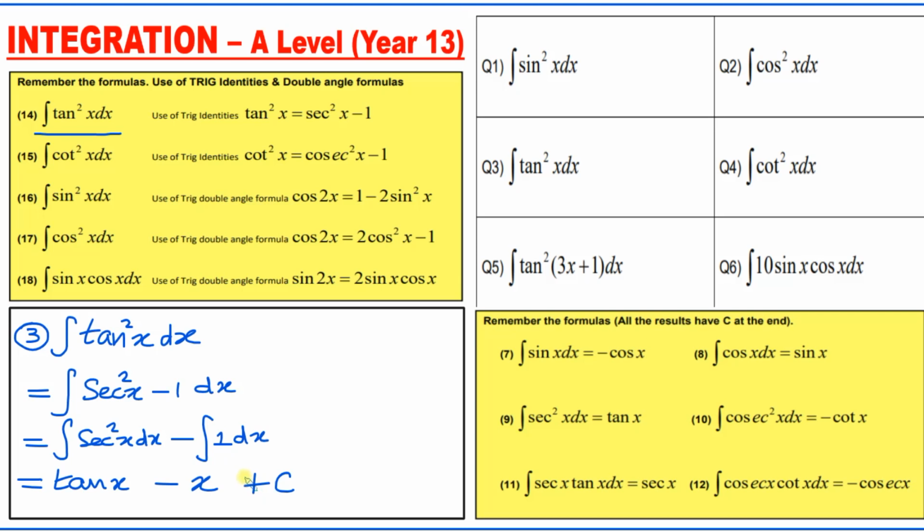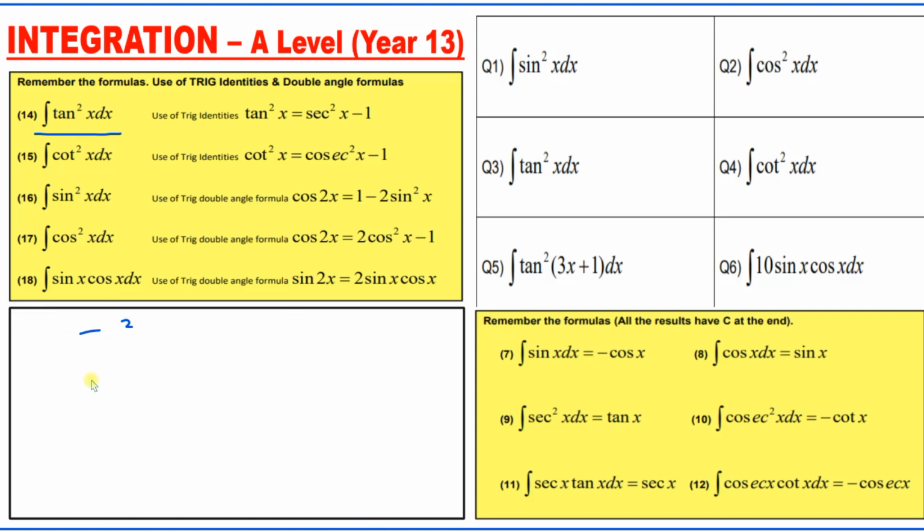That is the beauty of these trig identities. We need to use the trig identities to change the question into a familiar format, then the integration becomes simpler. Now that is pattern number 14, and we are going to pattern number 15, cot squared. So I'm going to do question number 4, everyone.